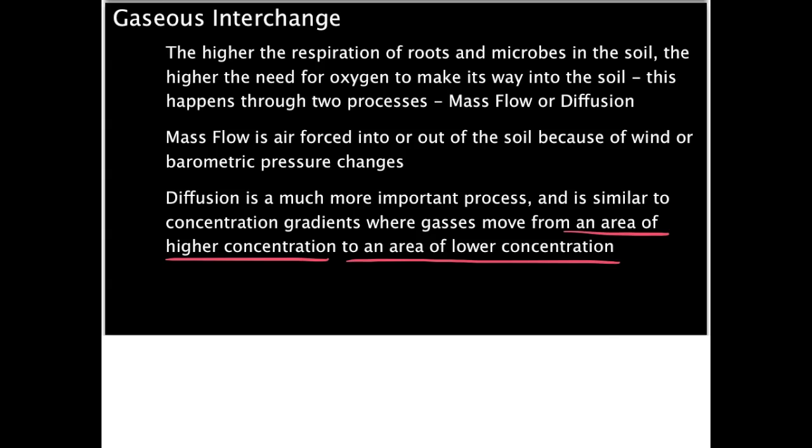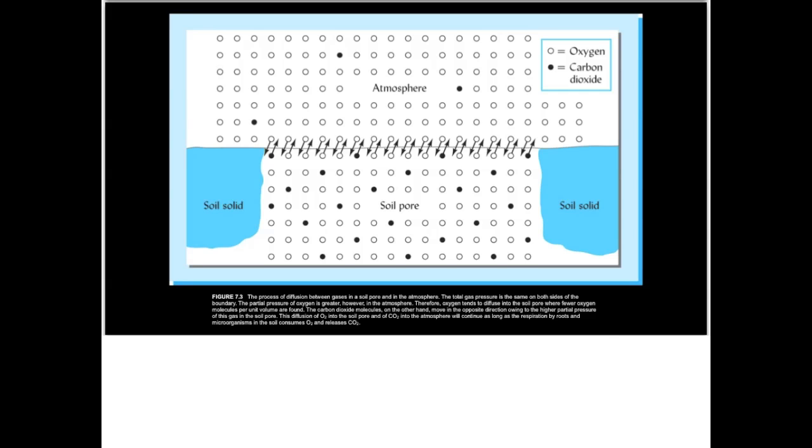So here you can see the atmosphere. This is atmospheric air here, and in that atmospheric air, there's more oxygen than carbon dioxide. In the soil air, it's roughly equal, though there is actually a little bit more oxygen than carbon dioxide. But we have this interface where, and you'll see right here and here, carbon dioxide can move from an area of higher concentration in the soil to an area of lower concentration in the air.